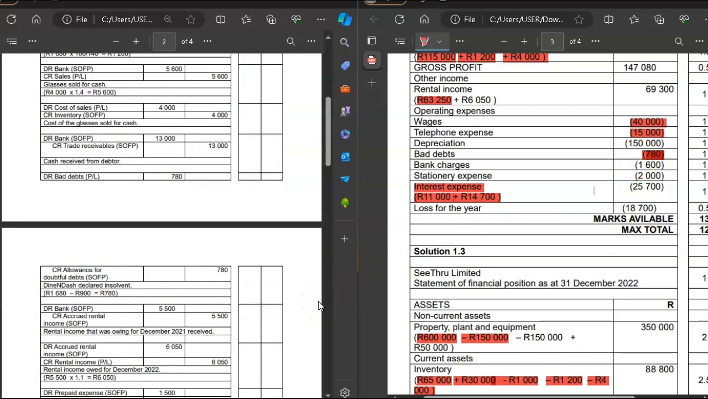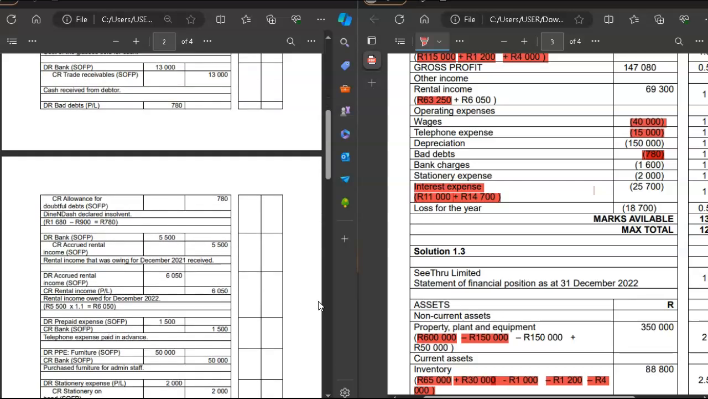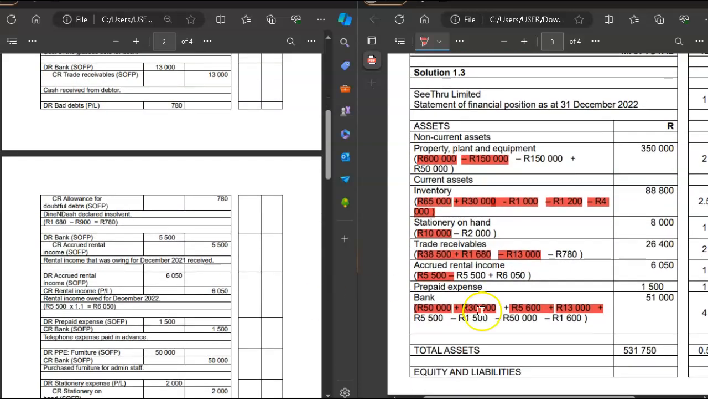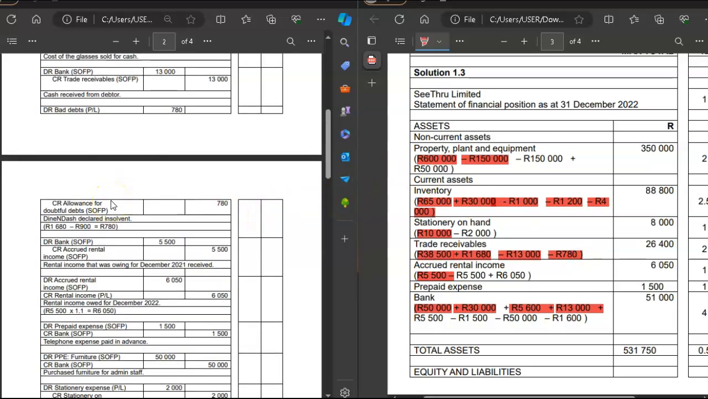Now I told you it should be trade receivables, because if you go to trade receivables, check here, they put minus 780. So I think that's supposed to be trade receivables. But allowance for doubtful debts you do say minus trade receivables anyway. So I guess it's the same thing.